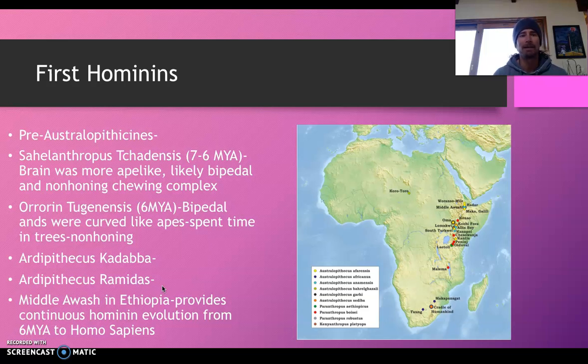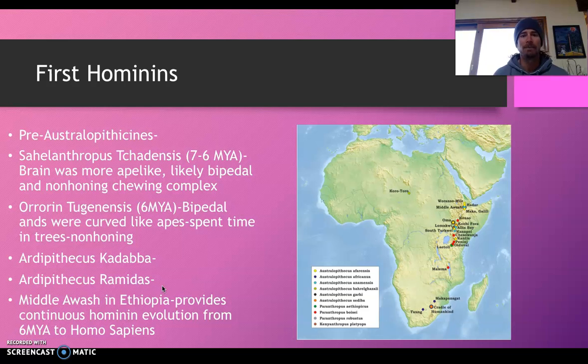And they end up finding Tacadensis. Tacadensis is an interesting one because it's found more on the western side of the Rift Valley and Olduvai. So Tacadensis is 7 to 6 million years ago. The brain was more ape-like, but likely bipedal, and they had a non-honing chewing complex. So this is an interesting one. Again, you're going to learn a lot about these species in the videos. Listening to the scientists talk about them is much more impressive than myself.